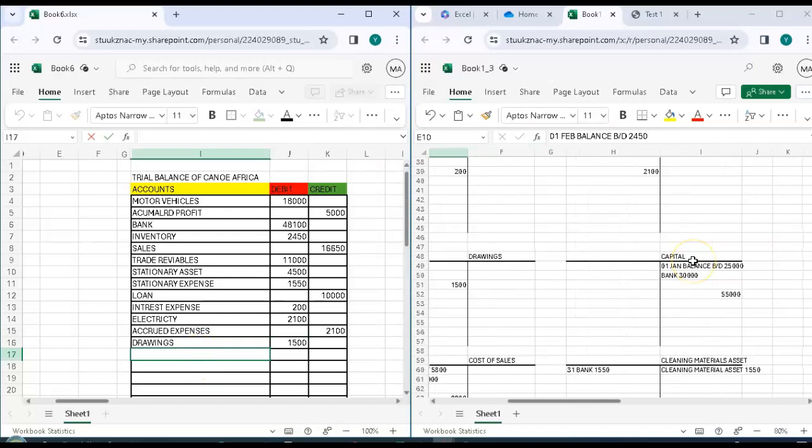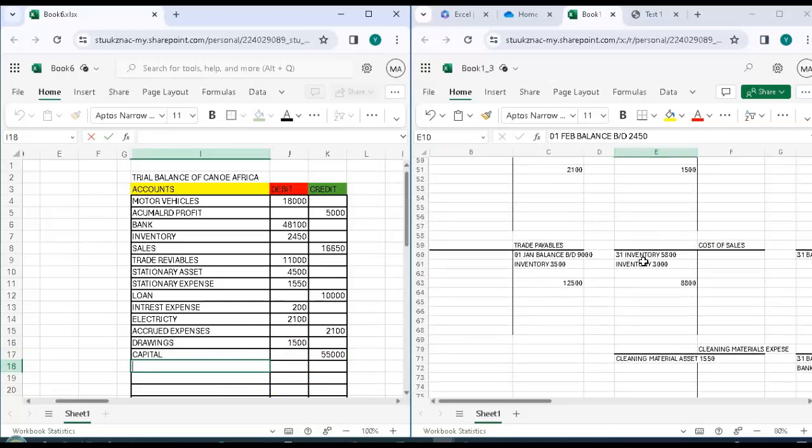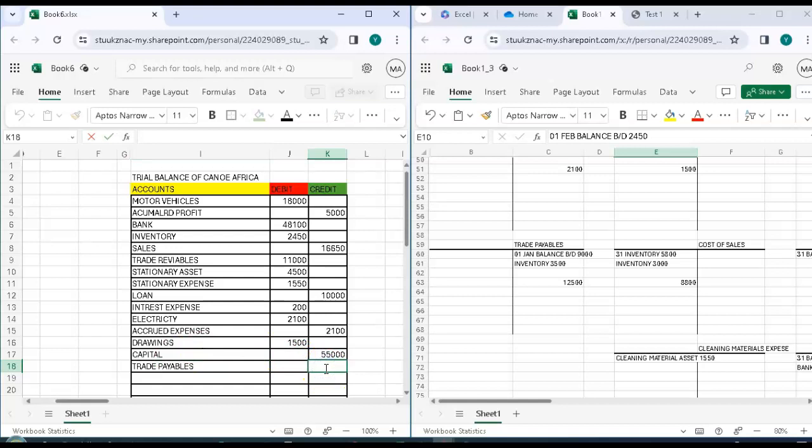Then next we have capital. The capital increases on the credit side. So that's 55,000. Yeah, 55,000. After capital, we got trade payables. Now, trade payables is a liability, so it increases on the credit side as 12,500.